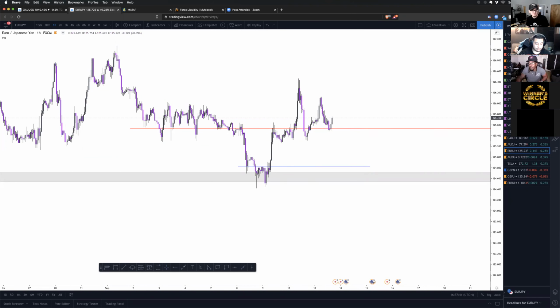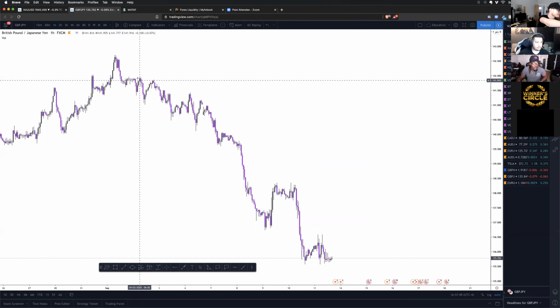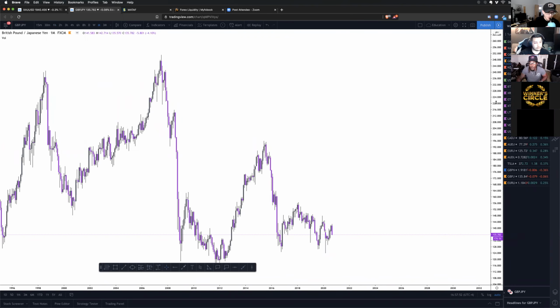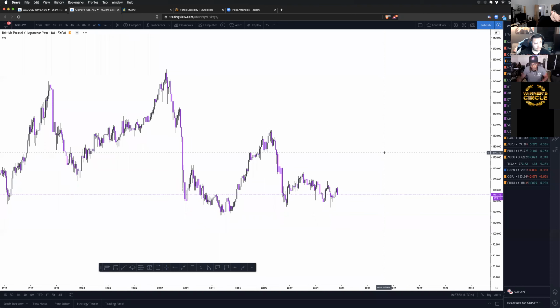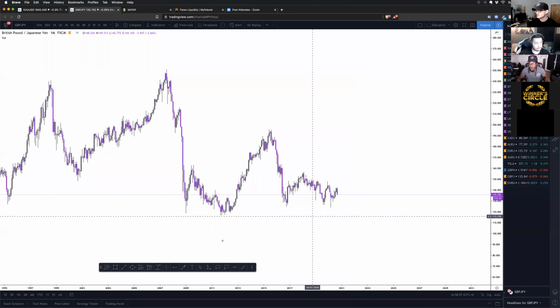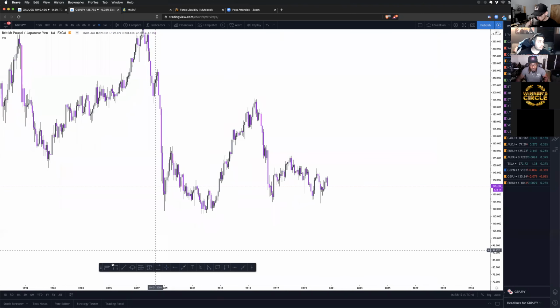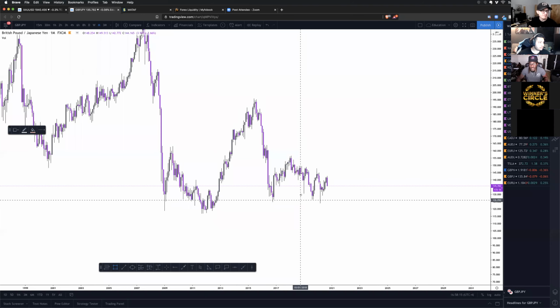So let me go to something new. Drawings. Okay. So supply and demand, same thing as support and resistance. The difference with supply and demand for me is it gives you a better range of where price can be rejected from. So I'll draw these zones on every time frame just to get an idea of where price is or where it can reject from.